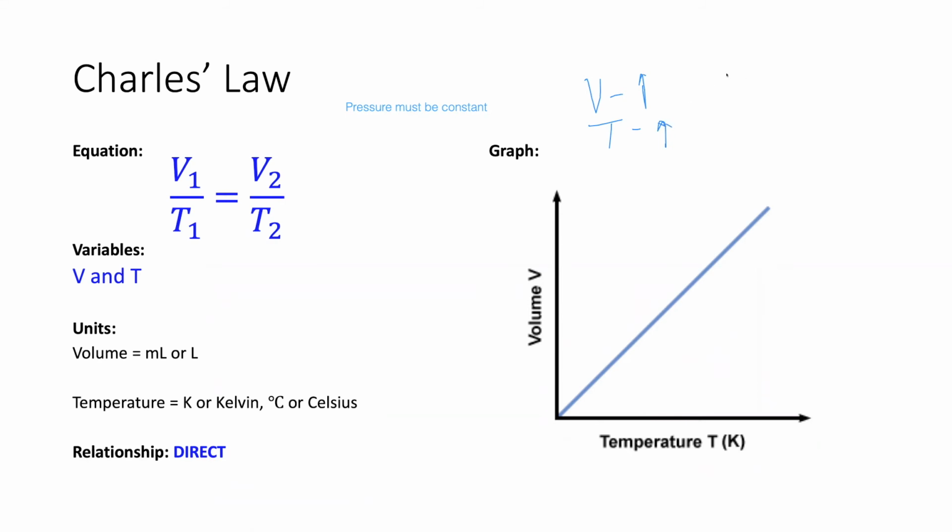And vice versa. If the volume gets smaller, your temperature will also get smaller as well. So keep that in mind. Whatever changes happen to one, happen to the other variable as well. V gets bigger, T also gets bigger. V gets smaller, T also gets smaller. For units, volume will still be in milliliters and liters, but temperature can either be in Kelvin or Celsius. So if you see Kelvin, don't freak out. It's simply a different unit for measuring temperature.